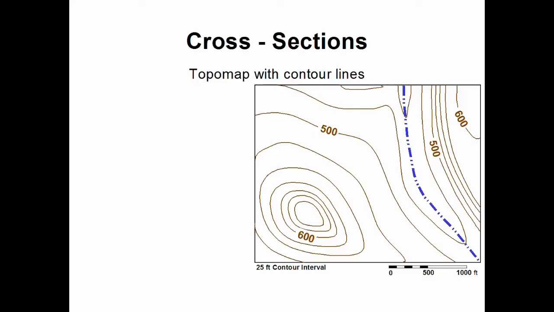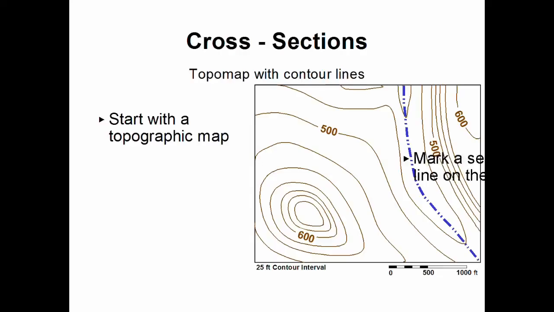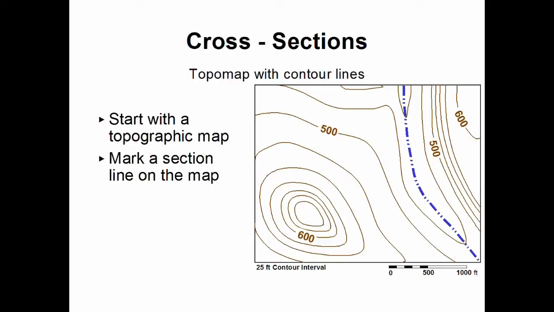Now, what's a cross-section? Well, we start with a topographic map, and it should have contour lines on it, like the one given in this example. That's our beginning point. Now, what we need to identify on the topographic map is a place where we want to slice the surface and look below. That's called a section line.